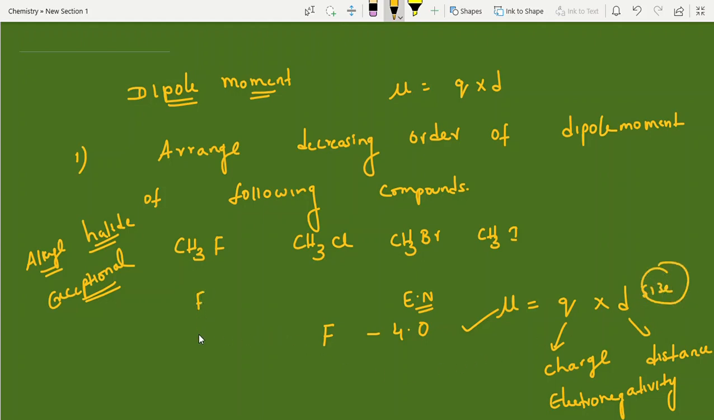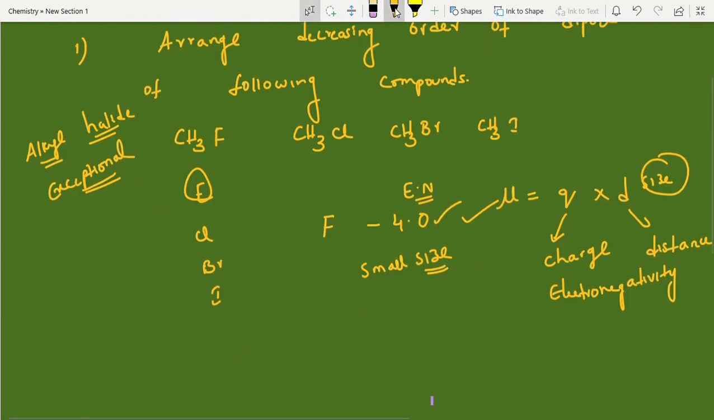But as we move down the group, what happens, students? Size increases, but fluorine is small in size. So what I am trying to say here is, if it satisfies both factors, then only the dipole moment is more. But fluorine succeeds in only one point, that is charge. It failed in distance. Distance is nothing but size only. But if you look into chlorine, students, yes, it is satisfying both. Q also satisfying, D also satisfying.